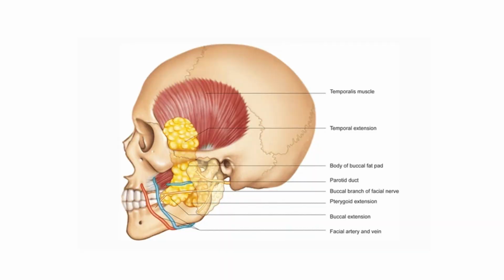The main body of the buccal fat pad lies above the parotid duct, whereas the buccal extension lies below the parotid duct and deep to it. Both together constitute around 60 to 70% of the weight of the buccal fat. The pterygoid extension is named so because it is in close relation with the pterygoid muscles. It extends over the medial border of the ramus of the mandible and finally rests on the pterygoid muscle.